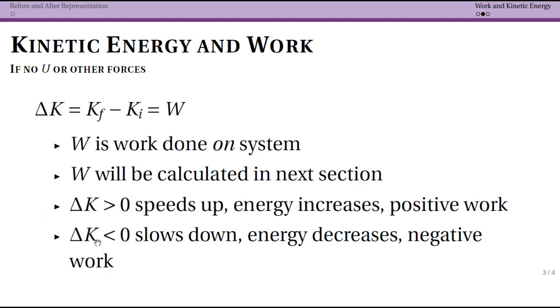Vice versa, if your change in kinetic energy is negative, that means your object is slowing down. Again, this is change, not just the value itself. That means it's slowing down, your energy is decreasing, and in fact you have done negative work. Negative work is the same idea as transferring energy out of your system.